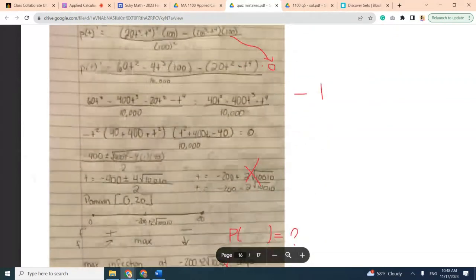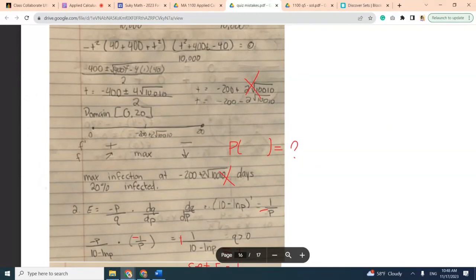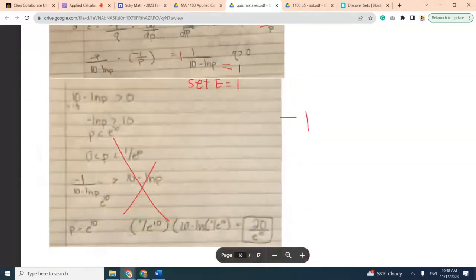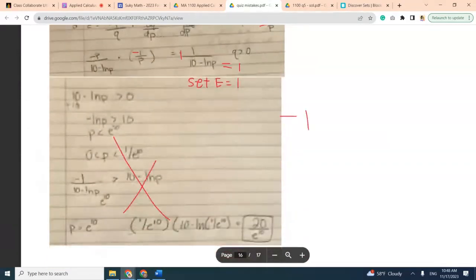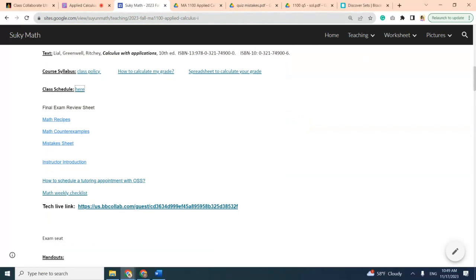Similarly, 100 prime is 0. And also the table, and then yes, set E equal to 1. Okay, everybody? So you know how to do the quiz. If you have mistakes on the quiz, please write down the correction next to your mistake, so when you review your quiz for the exams, you know what you did wrong.